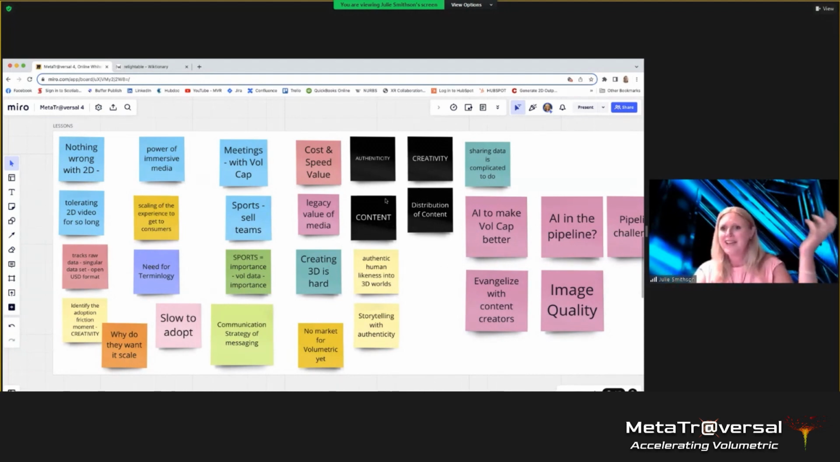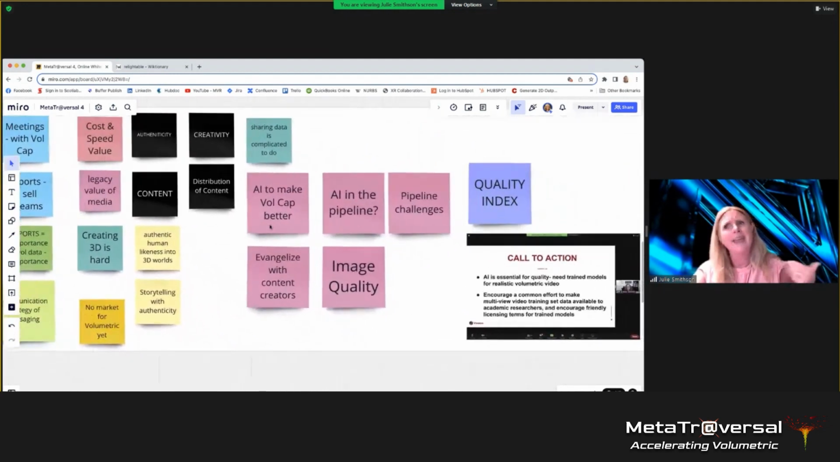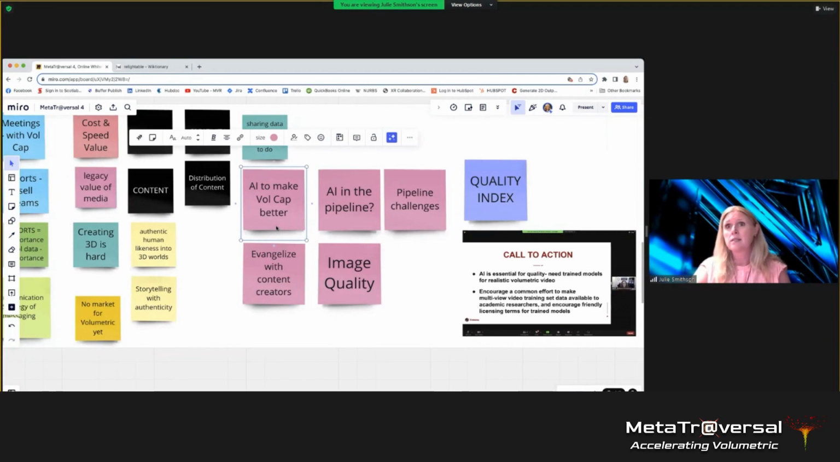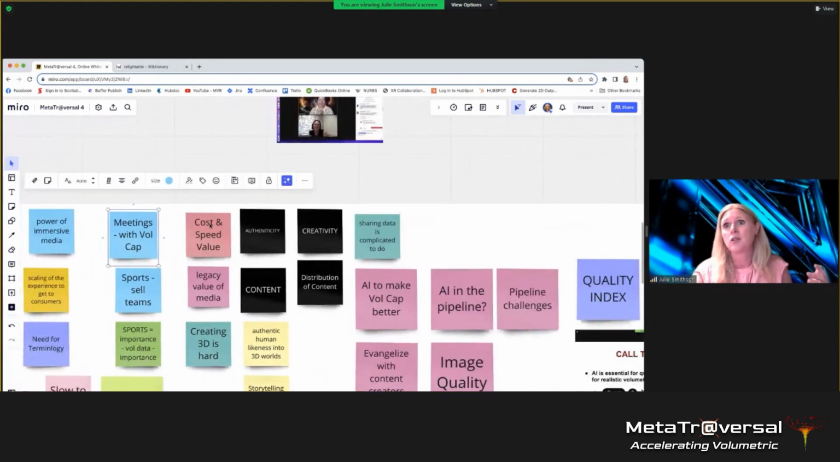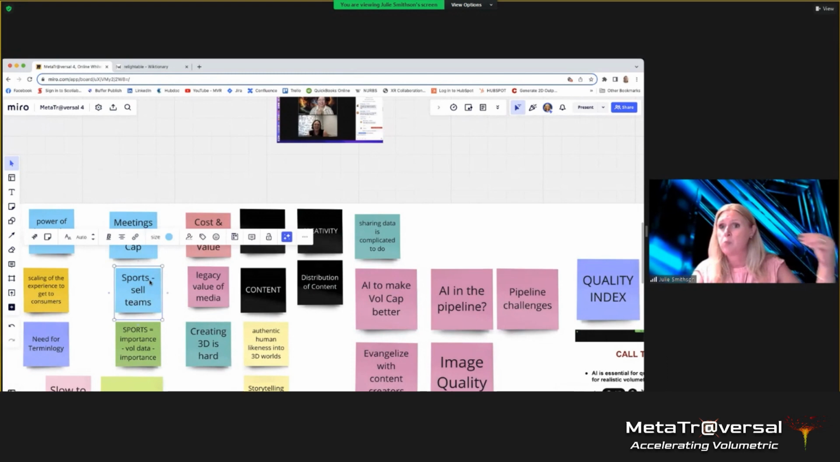Content is king, just like we were just talking about. Content authenticity was huge, bringing the authenticity forward in all of this technology that's happening. A lot of questions about using AI to make things better. And obviously, if AI is going to be involved in this, we do need to put the quality index together very quickly, because your AI may make it better than my AI. And what is that level? That'll help the adoption from the clients when they understand what they're doing when they're investing in this very expensive technology. That's one of the things that I took away. Meetings with VolCap is one of the big things, as well as sports.